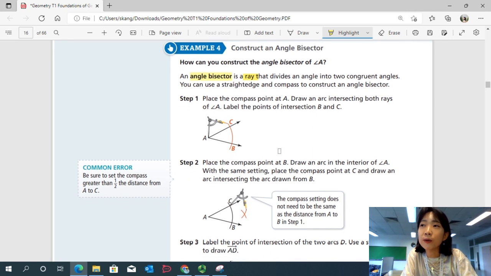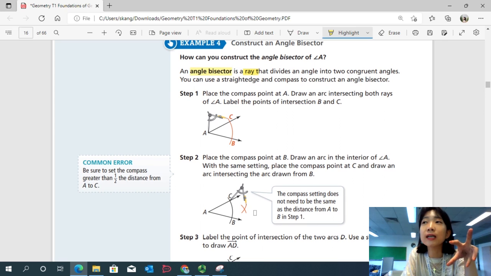And you're going to place a compass point at B, draw an arc in the interior of A. Okay, it has to be an arc inside your angle. With the same setting, you're going to place a compass point at C and draw the arc that intersects the arc that you just drew.